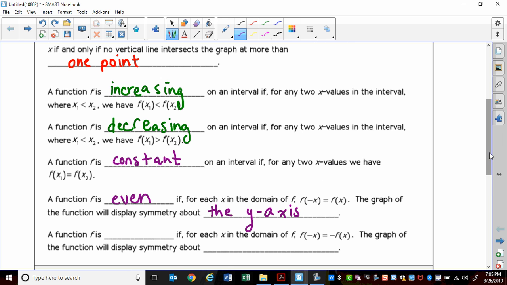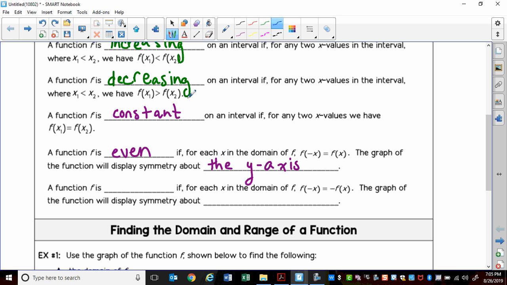If the function is odd, then every single sign will change when you substitute in negative x. Every single sign of your function will change. And this one will be symmetric about the origin.